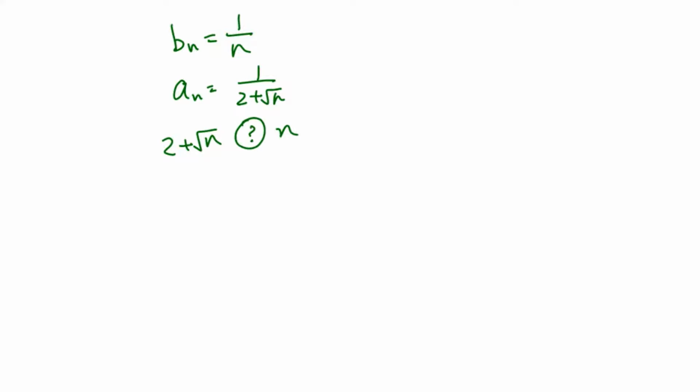I'm going to take b_n as 1 over n, and we'll see if this works. a_n was again 1 over 2 plus square root of n. So which one is greater? Let's take the denominators: I have 2 plus square root of n, and n. I'm going to move 2 to the right hand side, and let's square both sides. Since n is positive, we can square both sides.